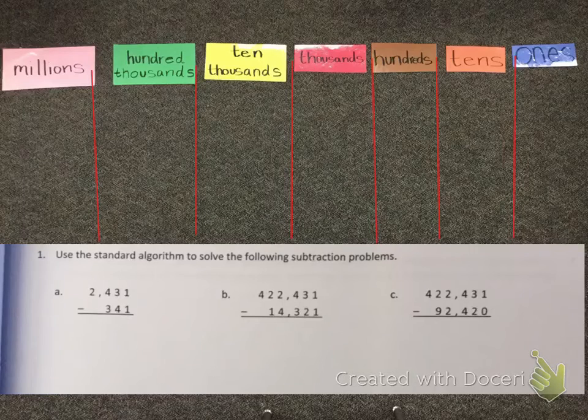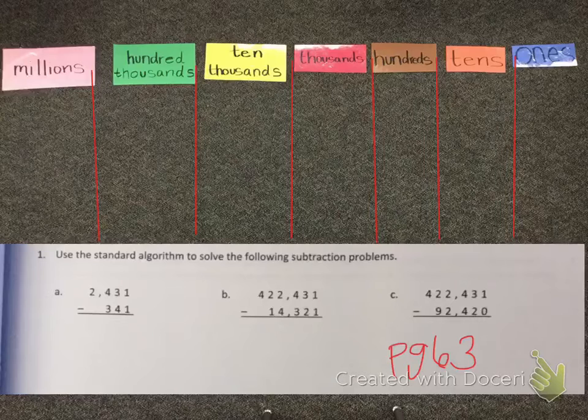Hi everybody. We're going to be working on lesson 13 today. We're working on page 63. And what I'm going to be working with you today is A, B, and C. We're going to work on the place value chart together, and we're going to solve for standard algorithm together.